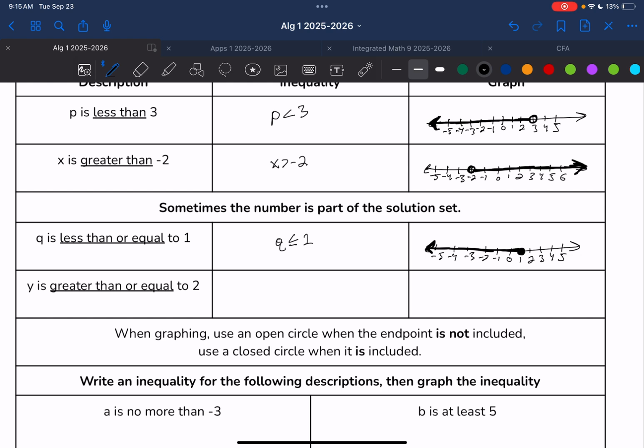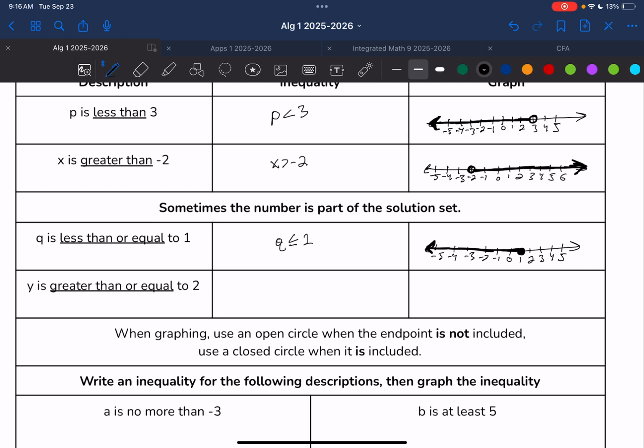All right, maybe you were thinking that it makes sense to have a closed circle because when we have less than or equal to, the 1 is included in our solution set, right? The 1 is part of the solution set. So up here, when it's not part of the solution set, we leave it open. Down here, when it is part of the equal sign, we close it.